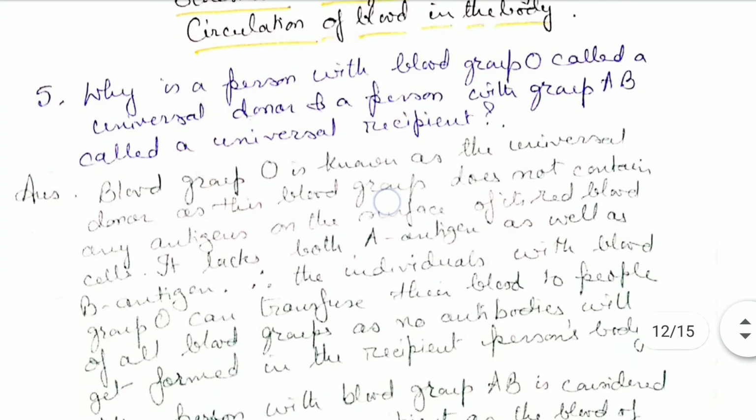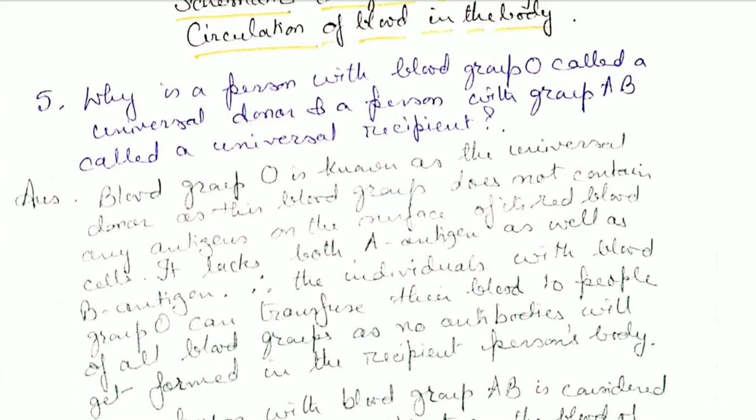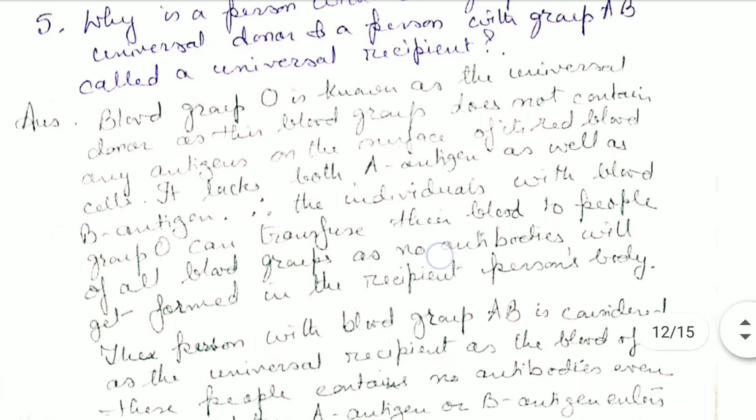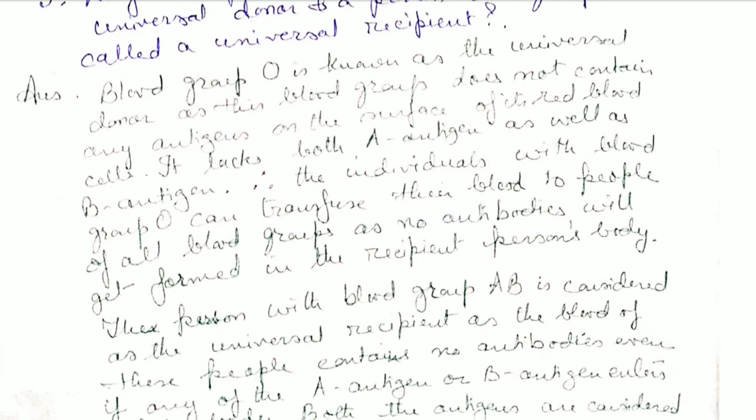Next we come to the next question: why is a person with blood group O called a universal donor and a person with blood group AB called a universal recipient? Blood group O is known as the universal donor as it does not contain any antigen on the surface of the RBCs. It lacks both A antigen as well as B antigen. Therefore, individuals with blood group O can transfuse blood to people of all the blood groups.